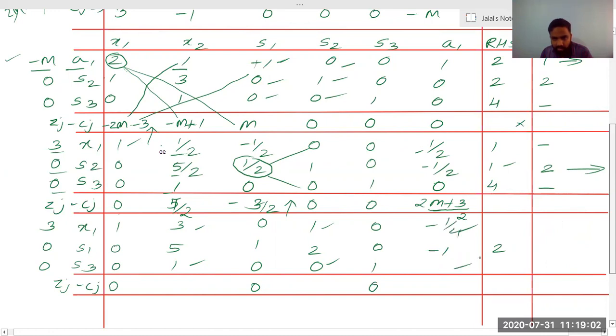Now we need to find this last one. What will this be? This will be 0. You can see here, this will be 0. Again, this will be 0. So this will come out to be 0 only.